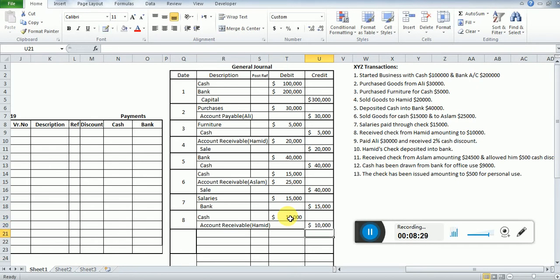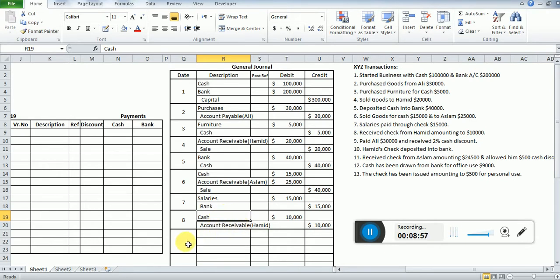Okay, a point here, very much important. You are receiving a check here. So keep in mind, whenever you are receiving a check and at the same time it is not deposited into the bank, then you have to debit your cash account. Why? Because we have received a check, and we have to consider it as cash as it has not yet been deposited into the bank. So that's the reason we are just debiting the cash account.